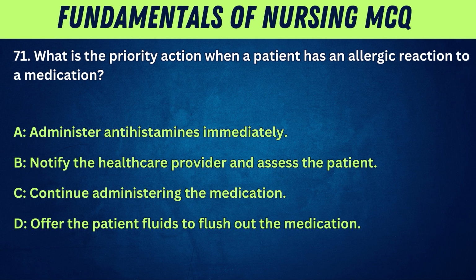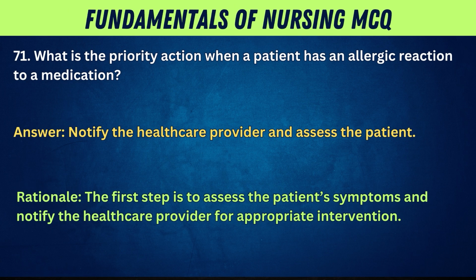71. What is the priority action when a patient has an allergic reaction to a medication? A. Administer antihistamines immediately. B. Notify the healthcare provider and assess the patient. C. Continue administering the medication. D. Offer the patient fluids to flush out the medication. Answer. Notify the healthcare provider and assess the patient. Rationale. The first step is to assess the patient's symptoms and notify the healthcare provider for appropriate intervention.